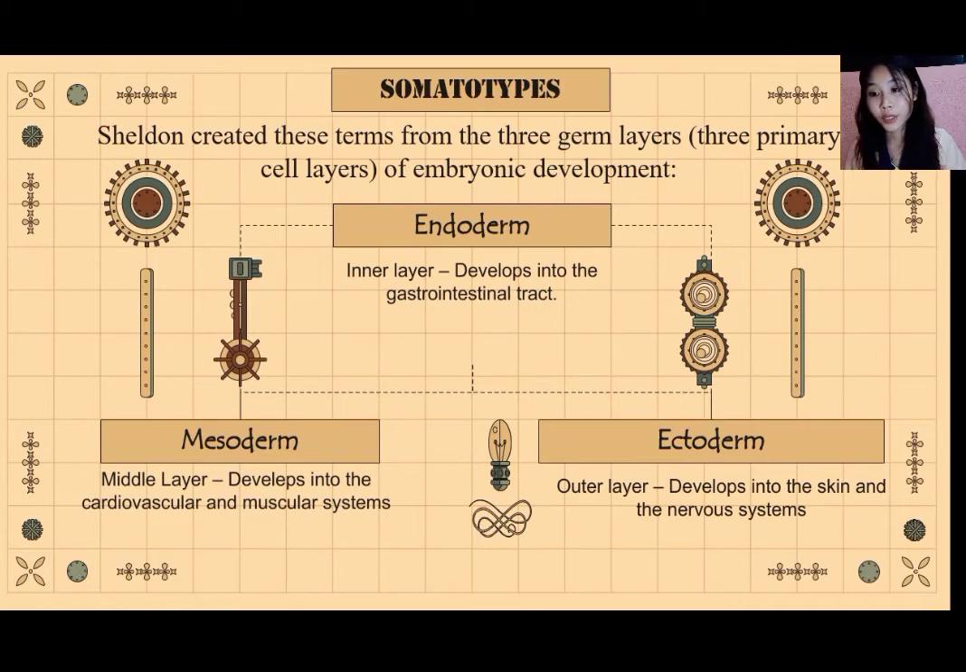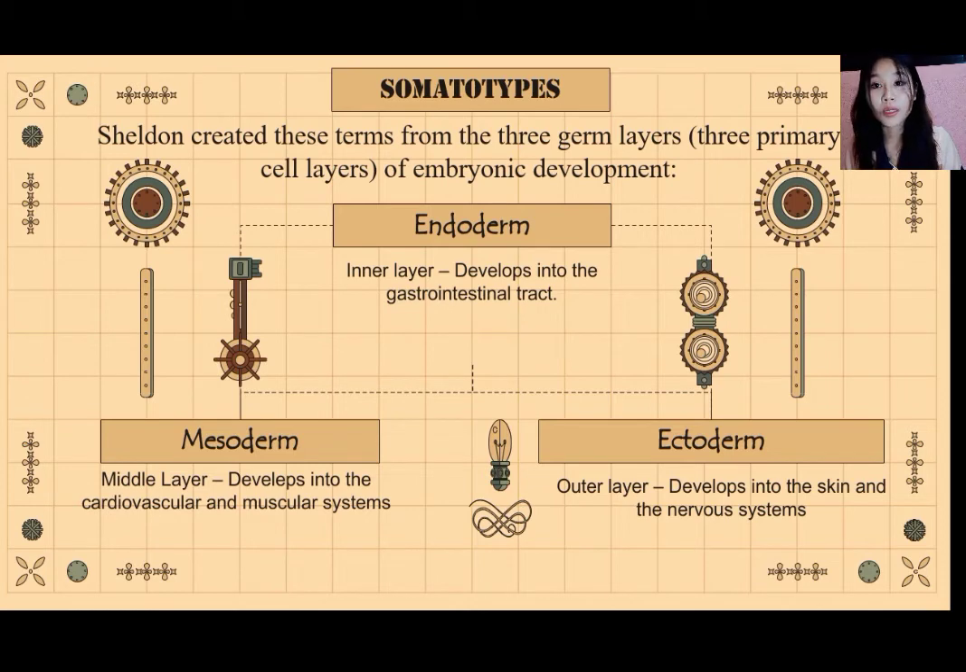So as you are familiar with endoderm, then we have the mesoderm. This is the middle layer. So if we say middle, it is an average type. Then in here, the mesoderm develops into the cardiovascular and muscular system. So if we imagine a person who is in the middle layer, that person really builds muscle, is strong, and is good at gaining or losing weight. Then we have ectoderm. So ecto means the outer layer, so it pertains to a bigger portion. It develops into the skin and the nervous system.